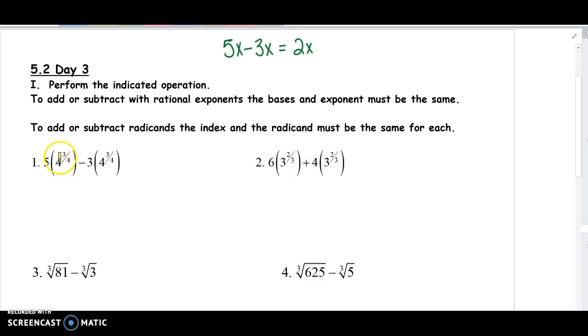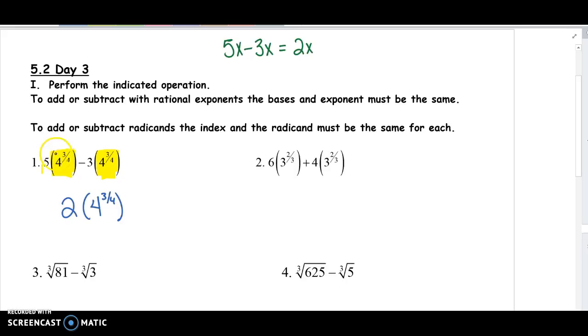Do you see that 4 raised to the 3/4 is the same as 4 raised to the 3/4? So think of this 4 raised to the 3/4 like it's an x, or say a snickerdoodle cookie. We have 5 snickerdoodle cookies minus 3 snickerdoodle cookies. So how many snickerdoodle cookies do we have? 2. So 2 times 4 raised to the 3/4.